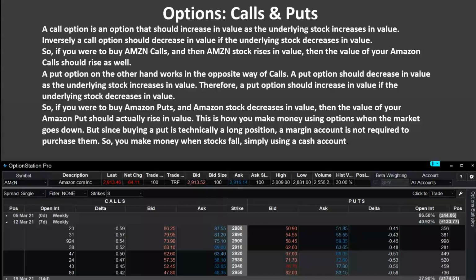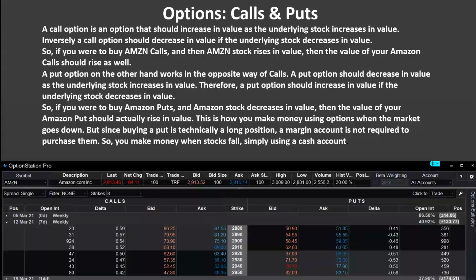Inversely, a call option should decrease in value if the underlying stock decreases in value. So if you expect a stock to go up in value and you buy call options to capitalize on that upward movement, and the stock actually goes down in value, well, then you will lose money on those calls because they will go down in value as well.